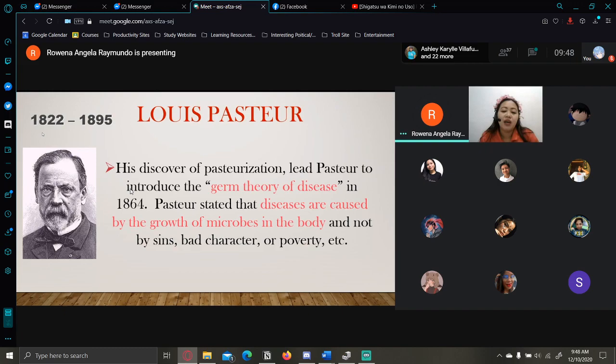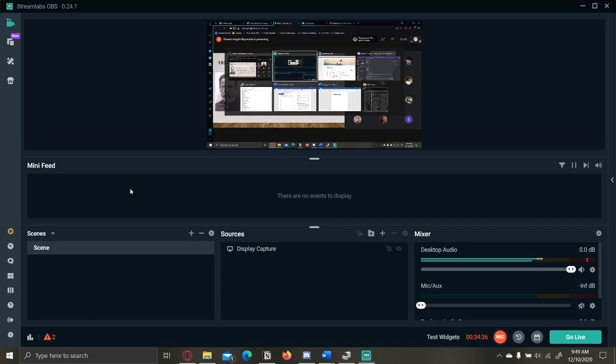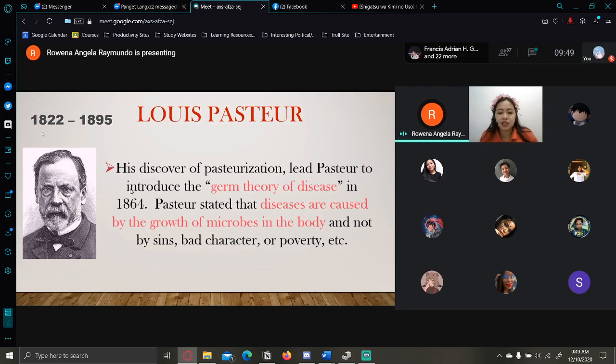Pasteur stated that diseases are caused by the growth of microbes in the body and not by sins, bad character, or poverty, etc. Okay, of course, during that time, pinaniniwalaan nila na kaya nagkakasakit yung mga tao kasi makasalanan siya, masama ugali niya, or dahil mahirap siya, kaya nagkakaroon ng sakit. But Louis Pasteur, having the scientist attitude, ang sabi niya, merong possible cause yung disease na yon, it's because of the growth of these microorganisms in the body. At hindi dahil sa ating sins or bad character or poverty.